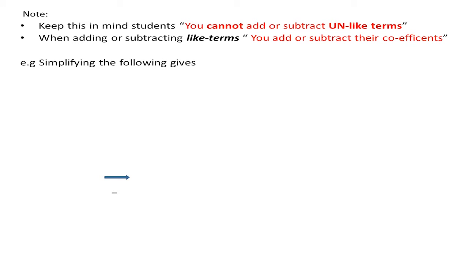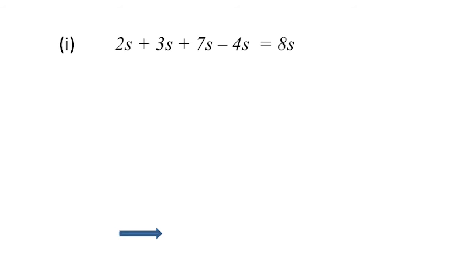Simplify the following. Given example here. First example is 2s plus 3s plus 7s minus 4s. They are all like terms, so we can do the math by adding and subtracting the coefficients, which comes out to be 2 plus 3 is 5, plus 7 is 12, 12 minus 4 is 8, and the answer is 8s.